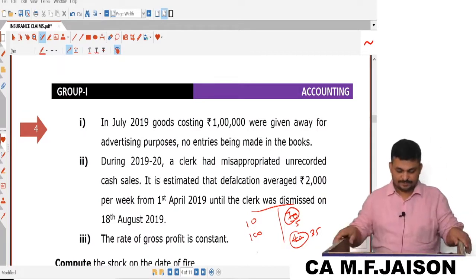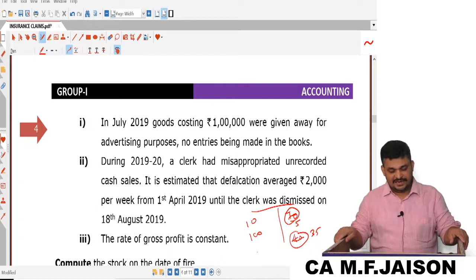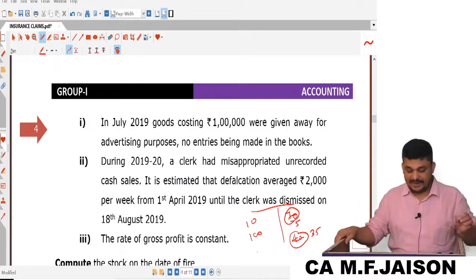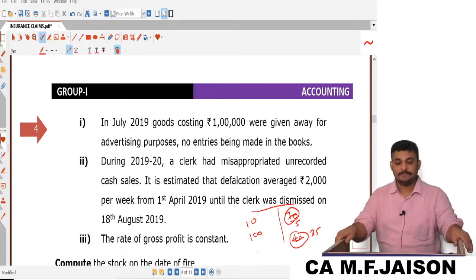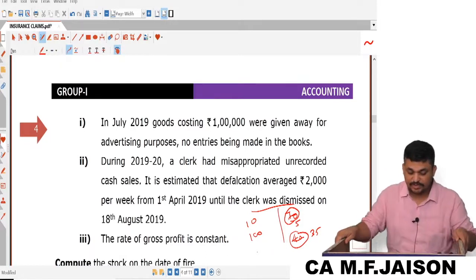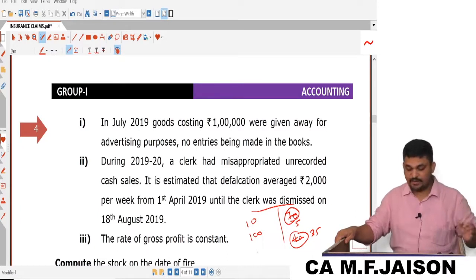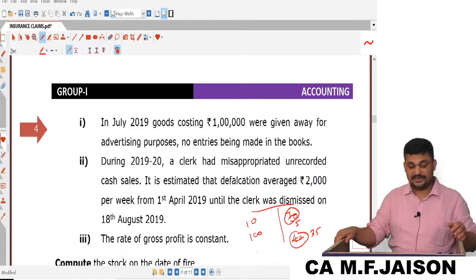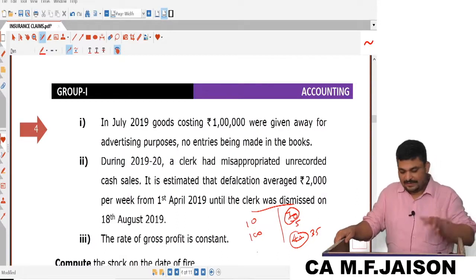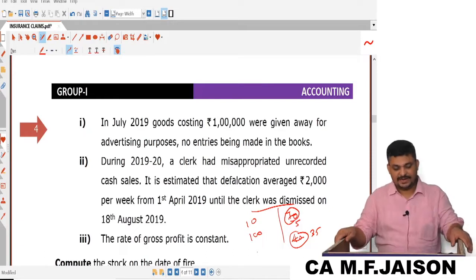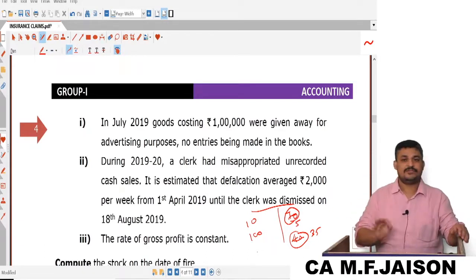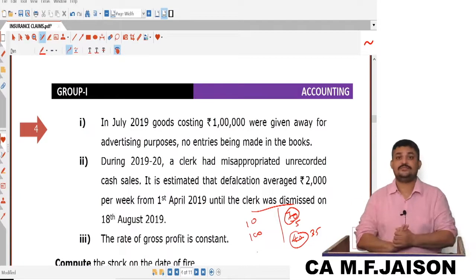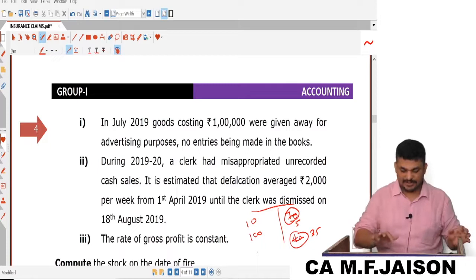You should do that. Next, during the year 2019-20, a clerk had misappropriated unrecorded cash sales. It is estimated that the defalcation averaged rupees 2000 per week from 1st April 2019 until the clerk was dismissed on 18th August 2019. The rate of gross profit is constant, which means previous year GPR is the current year GPR. Even if they don't tell, I will assume the same.